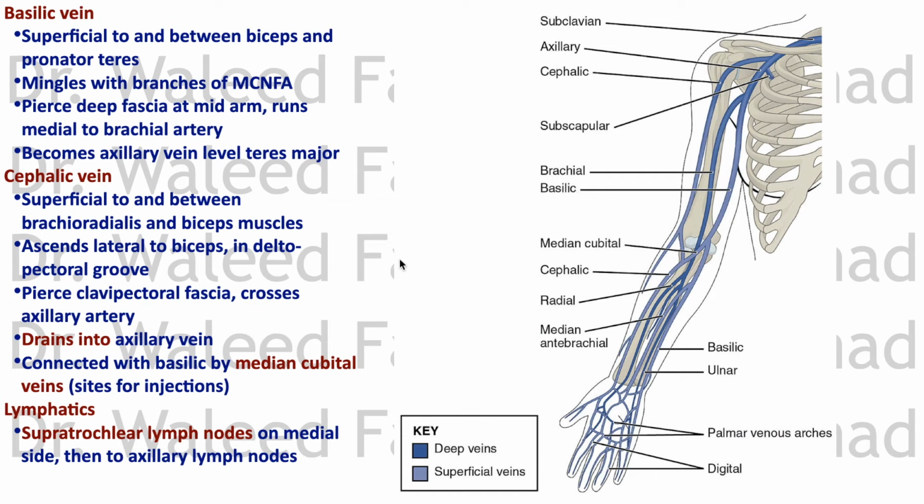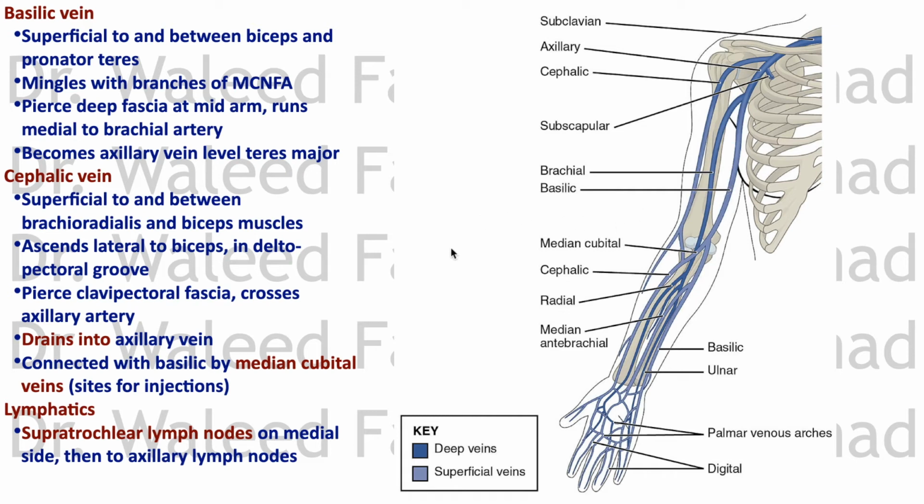Now, the basilic vein and cephalic veins. These veins come from the dorsal venous arch of the hand. The cephalic vein is the lateral vein, and the basilic vein is the medial vein. The basilic is superficial and between the biceps and pronator teres muscles. It mingles here with branches of the medial cutaneous nerve of the forearm and pierces the deep fascia at the mid-arm and runs medial to the brachial artery. Remember, because it will become the axillary vein later at the level of the lower border of the teres major.